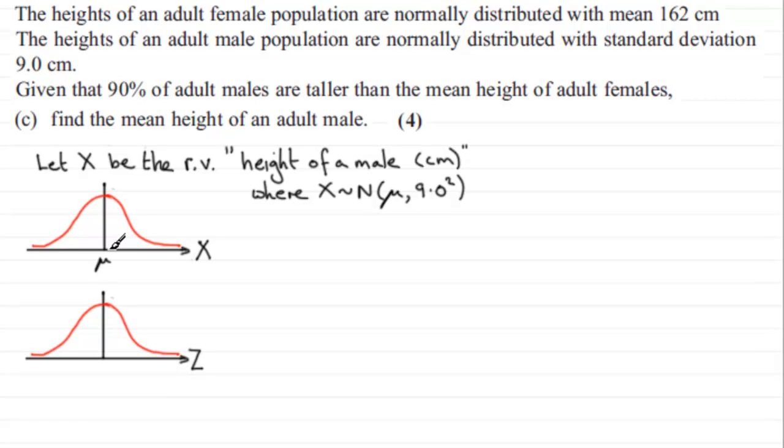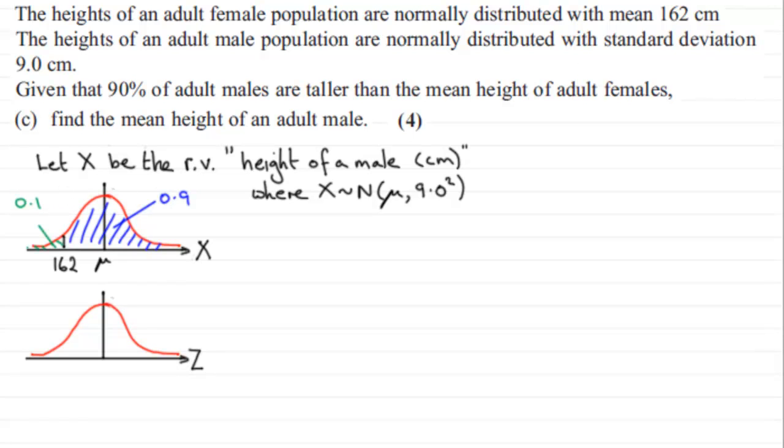So where's 162 going to be on this graph here? Well, it's got to be to the left of mu, because the chances of getting someone more than 162 centimeters is 90%. So we could shade that part in. That's 90%, or 0.9. Let's just mark that in there, 0.9. And obviously that means that this area at this end must be 10%, or 0.1.